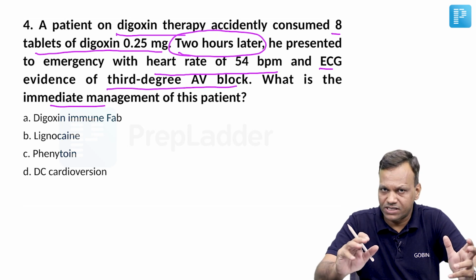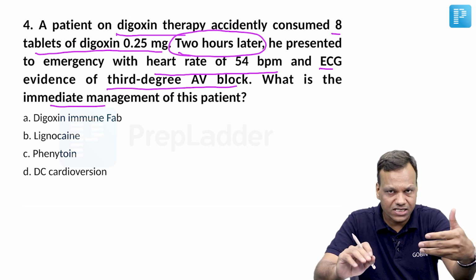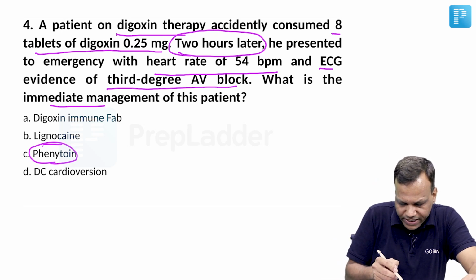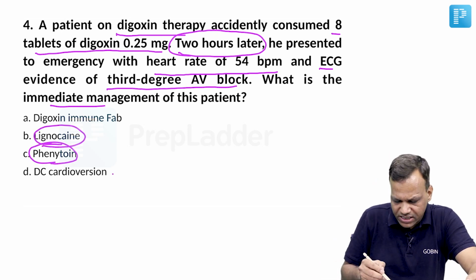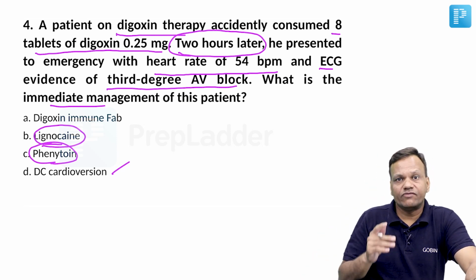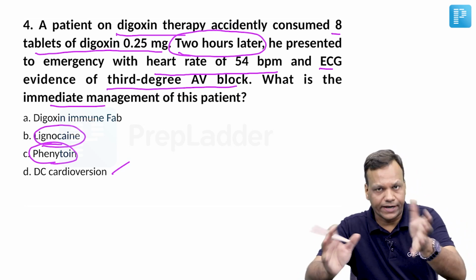Now we have two methods. If there are tachyarrhythmias, we can use lignocaine or phenytoin. They are used in tachyarrhythmias. And DC cardioversion, we all know, is the last step in tachyarrhythmias. On the other hand, for bradyarrhythmia, either we can give atropine.